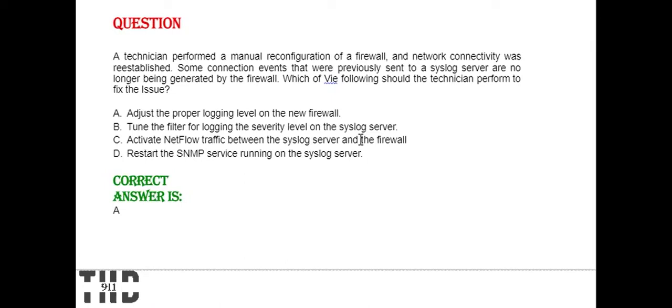The technician performed a manual reconfiguration of a firewall and network connectivity was re-established. Some connection events that were previously sent to a syslog server are no longer being generated by the firewall. Which of the following should the technician perform to fix the issue? Option A, adjust the proper logging level of the new firewall. Option B, tune the filter for logging the severity level of a syslog server. Option C, activate NetFlow traffic between the syslog server and the firewall. Option D, restart the SNMP service running in the syslog server. The correct answer is option A.